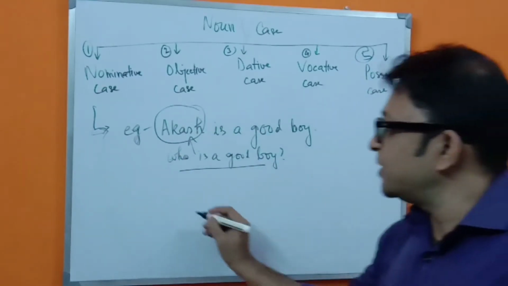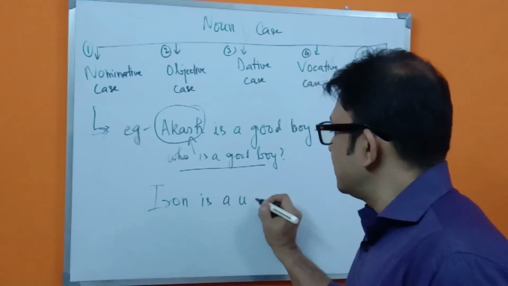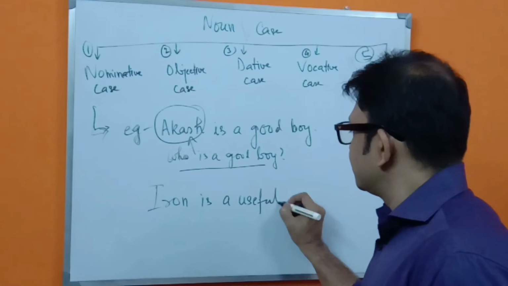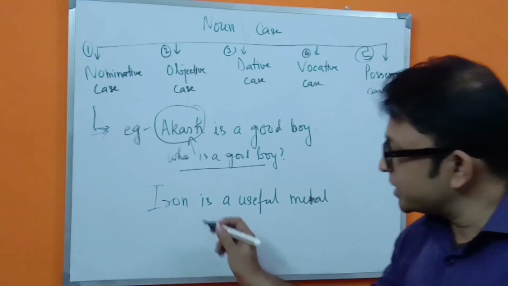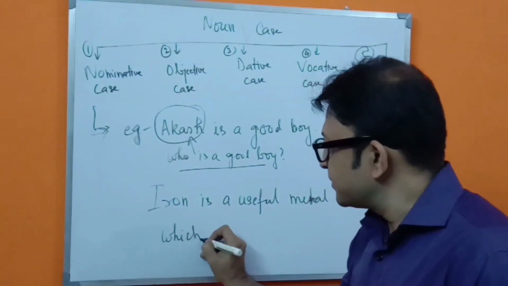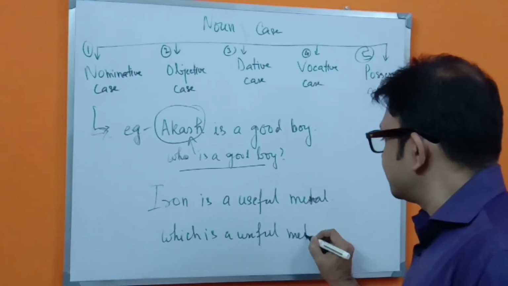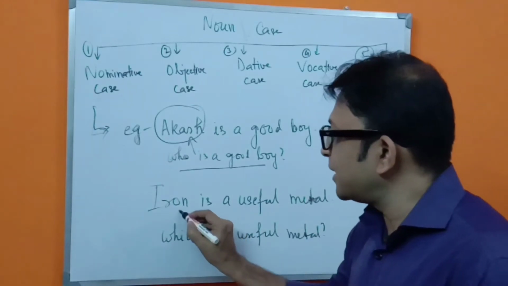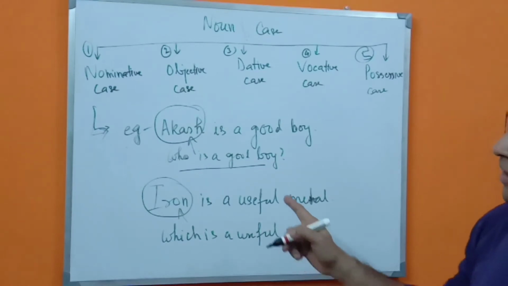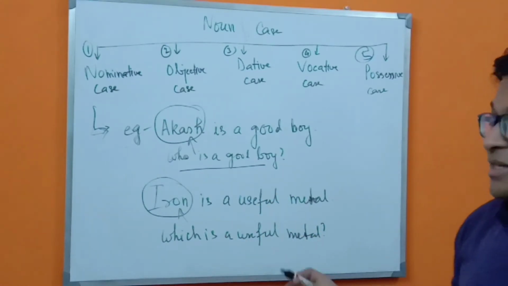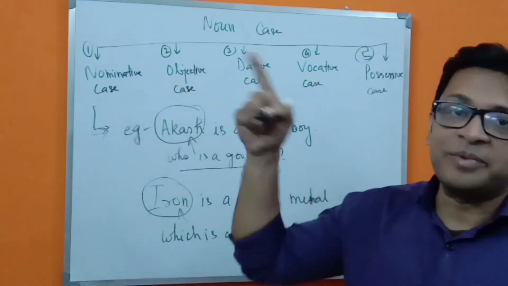For another example, iron is a useful metal. So here also, if you question the sentence, which is a useful metal, then you are getting the answer iron. So this is our subject of the verb. That is, the noun is acting as the subject of the verb, and it is called a nominative case.